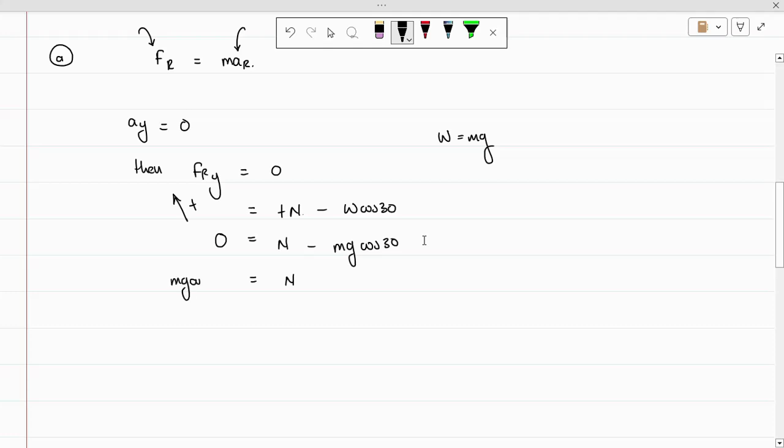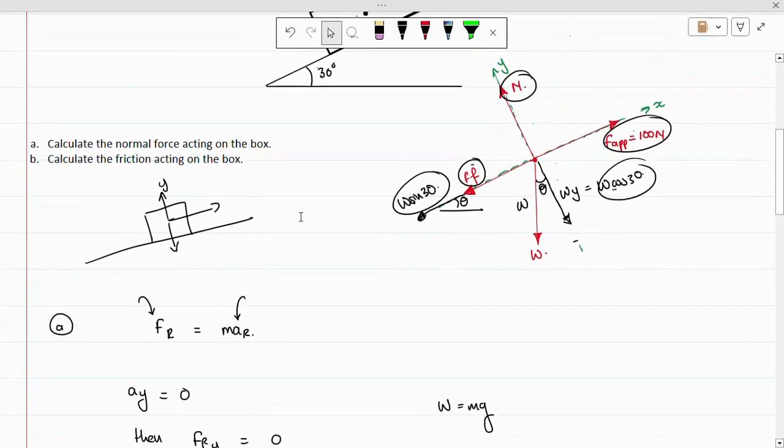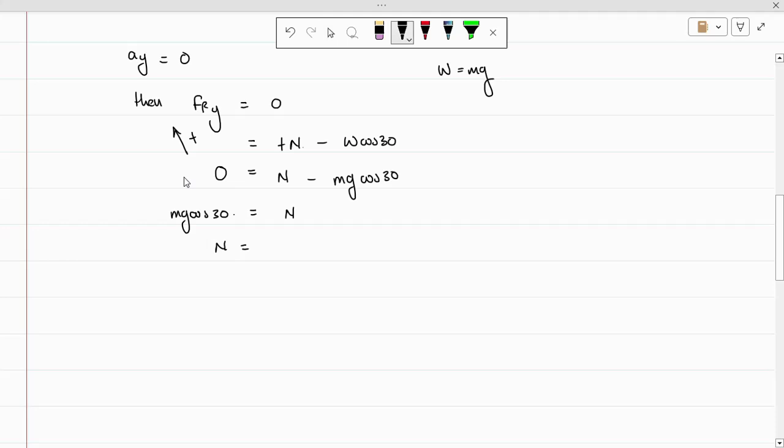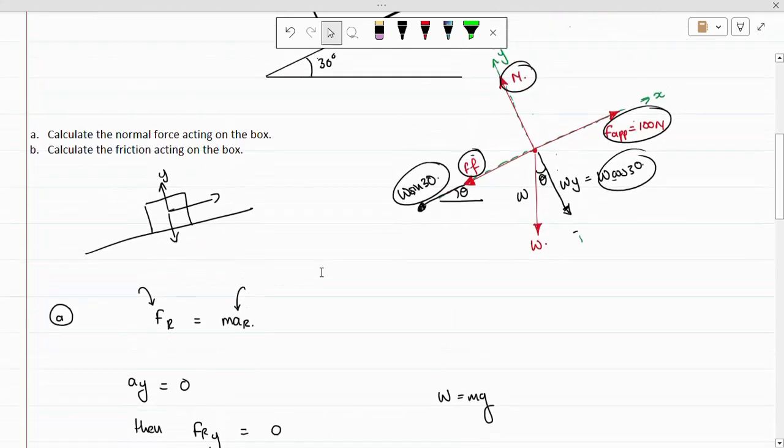So mg cos 30. That means your normal force is going to be equal to your mass, which is 12 kg. That's in its SI unit, so we can just write it as 12, multiplied by acceleration due to gravity, which is 9.81, multiplied by cos 30. So now we can just simply put that into our calculators. 12 times 9.81 times cos 30 should give you a normal force of 101.9 newtons. Or however many significant figures, that's fine. We're just going to write it to one decimal place. Right, so that is the normal force.